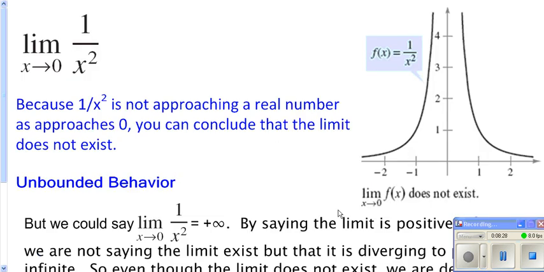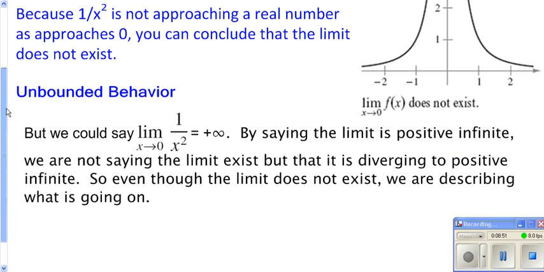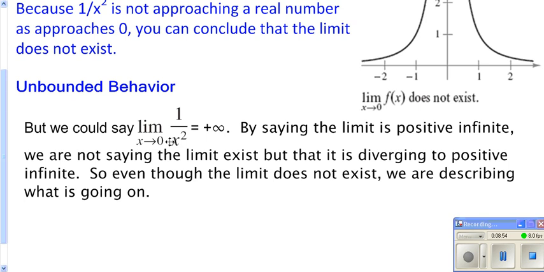So as we take a look over here, we have our 1 over x squared. You'll notice on the graph, when you approach from the left side, you go up towards positive infinity. When you approach from the right side, you go up towards positive infinity. Since you are not approaching one particular number, we would say there is no limit. In this particular case, we would say it's an unbounded behavior. Now, when we're saying our limit as x approaches 0 of 1 over x squared equals positive infinity, we're not saying that your limit exists. We're saying that it really diverges, and then we're describing what happens because it's going towards positive infinity.